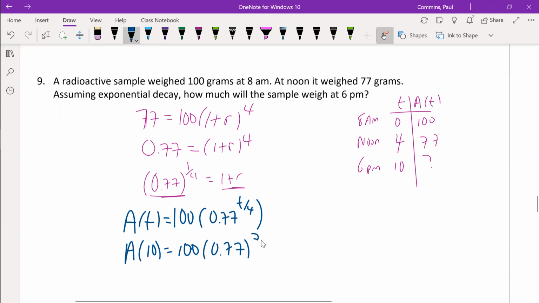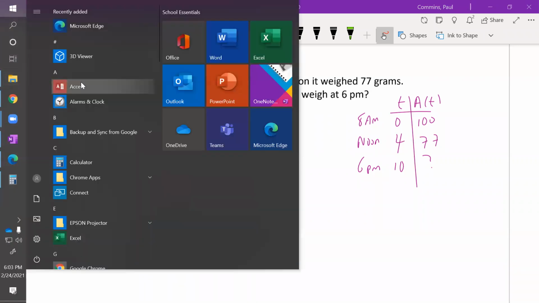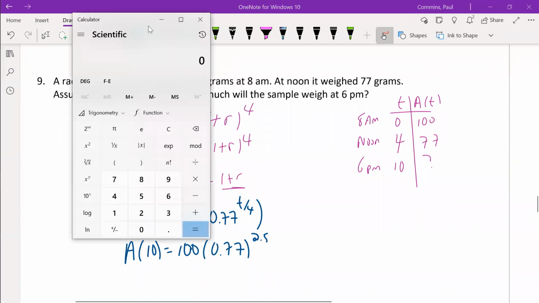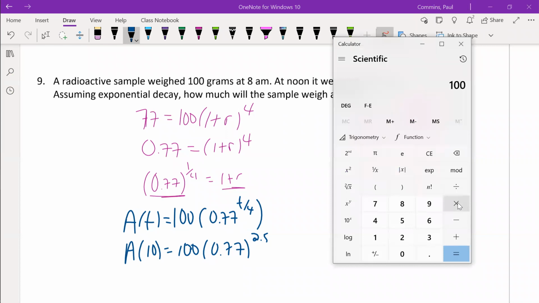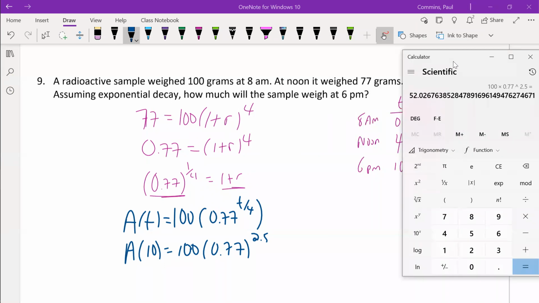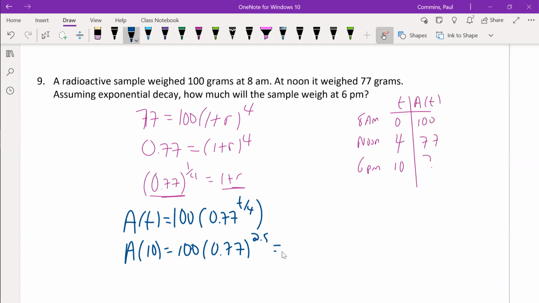Let's turn it into a decimal, so we can easily plug it into the handy Windows 10 calculator. So there, 100 times 0.77 raised to the 2.5. That's 52.027. Round to 3 decimal places. 52.027. This is 52.027.